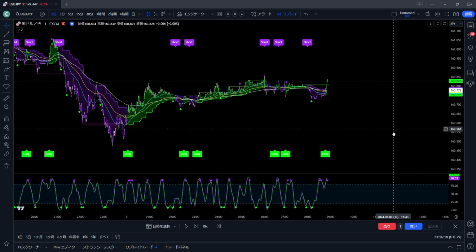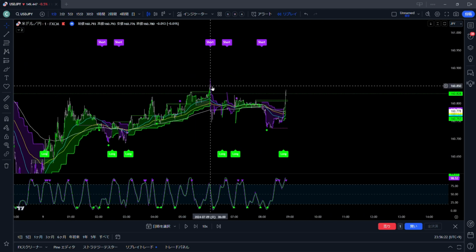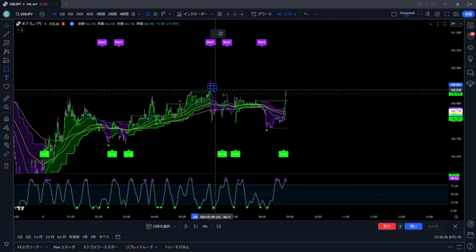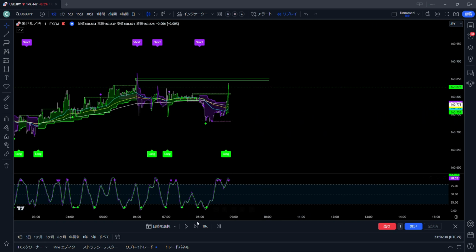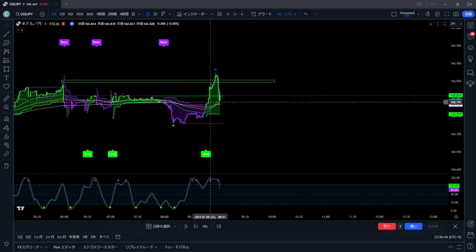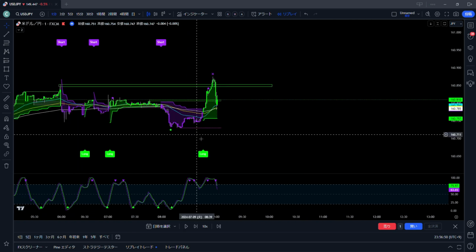This indicator is particularly effective for trend traders. I strongly recommend traders focusing on JPY pairs to follow the trend or rely on this indicator. Let's dive into today's trades.